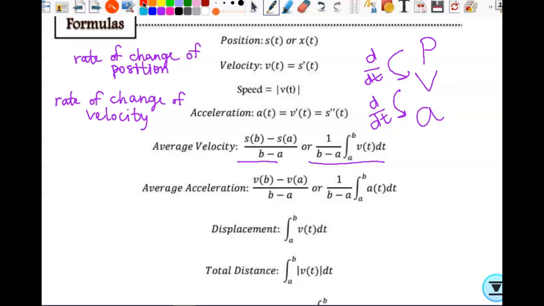Yes? All right, so given position, and I ask for average velocity, I don't need calculus, right? It's just change in position over change in time. But given velocity, and they ask me for average velocity, now I'm going to need calculus, okay? So guys, look, this is change in position. So change in position divided by change in time. Yes? Change in position divided by change in time.